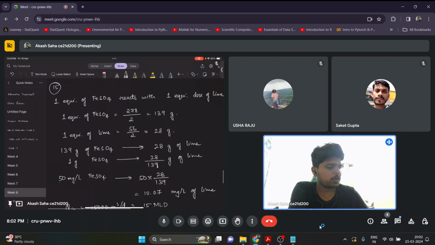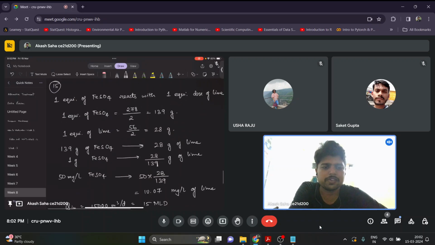Okay, so what we did, we used a very simple funda. One equivalence of anything will react with one equivalence of any other thing. So one equivalence of FeSO4 will be 278 by 2. The molecular weight of FeSO4 is 278 and the combining capacity is 2. So it is 139 grams per mole, or we can say 139 gram per equivalence.